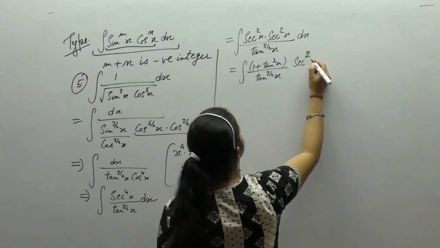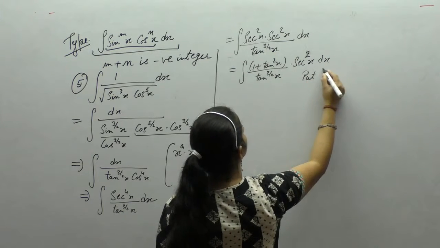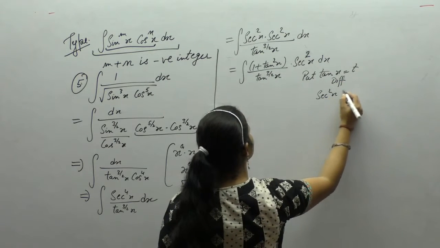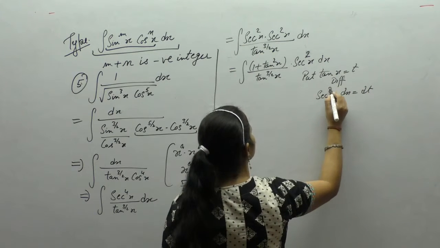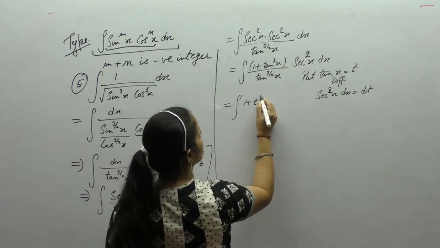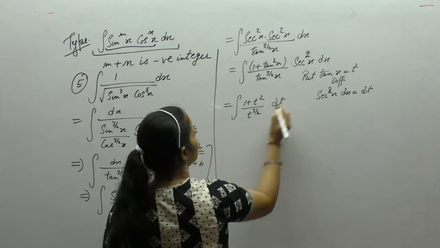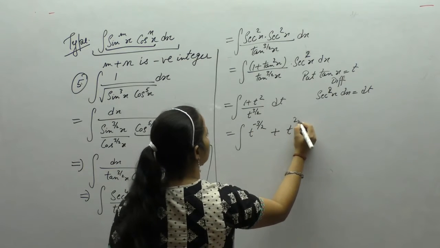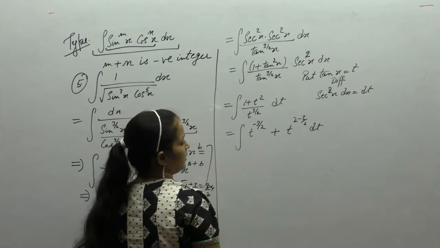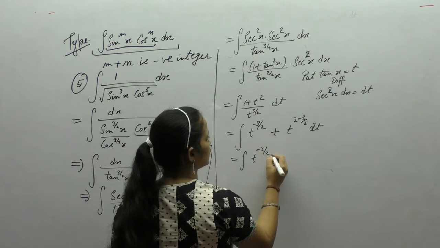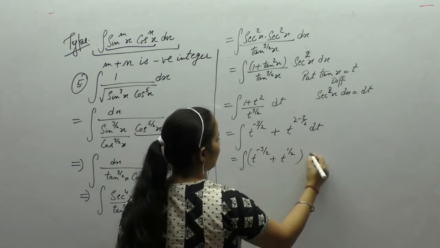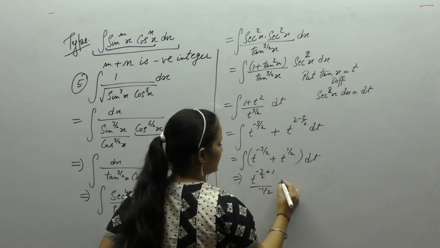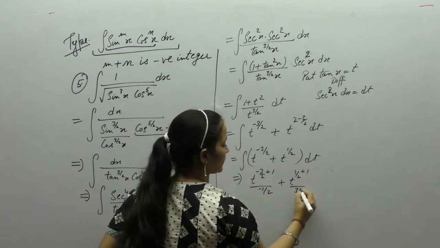Now put tan x as t. After differentiating, we get sec²x dx as dt. Sec²x dx is equal to dt. (1 plus t²) upon t^(3/2) dt. Now separate the terms. 1 upon t^(3/2), this is t^(-3/2), and t² upon t^(3/2) gives t^(4 minus 3) by 2, that is t^(1/2). Now apply the power rule here. n plus 1: minus 3 by 2 plus 1 is minus half. Half plus 1 is 3 by 2 plus c.